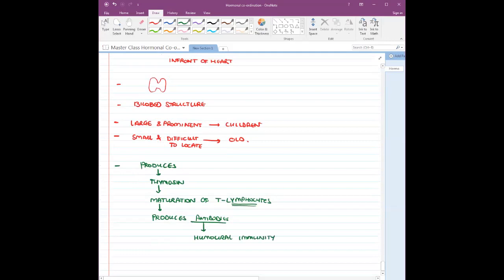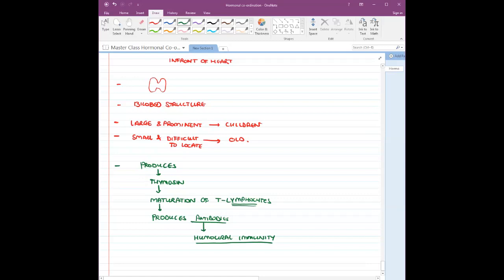So there are actually two types of immunity. We have humoral immunity, that means the one which is present in your blood or fluid, and the other one is cell mediated immunity, which is provided by the cells. Because antibodies are produced and sent inside the blood, that is why it is humoral immunity.